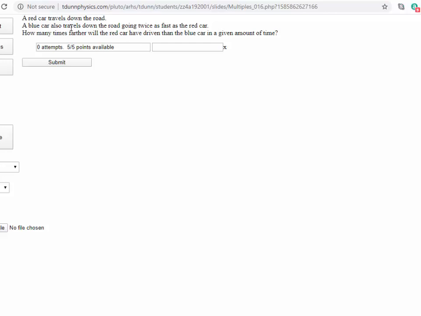Well, the red car is going slower, so it's going to travel less. So if the blue car is traveling faster, the red car will have driven 0.5 times. How many times farther will the red car have driven than the blue car? 0.5 times as much as the blue car, half as much as the blue car.